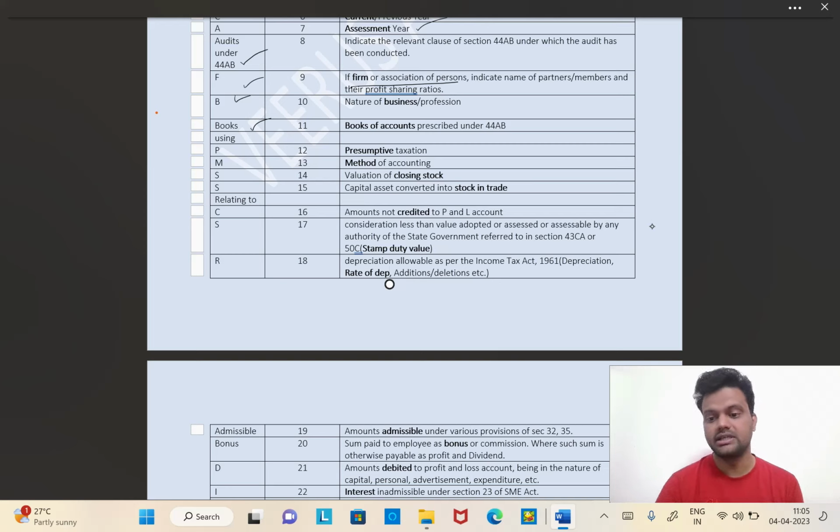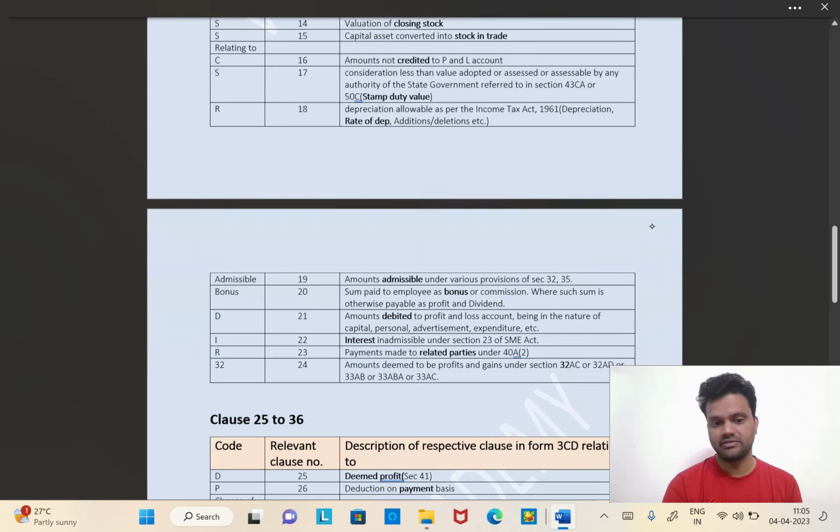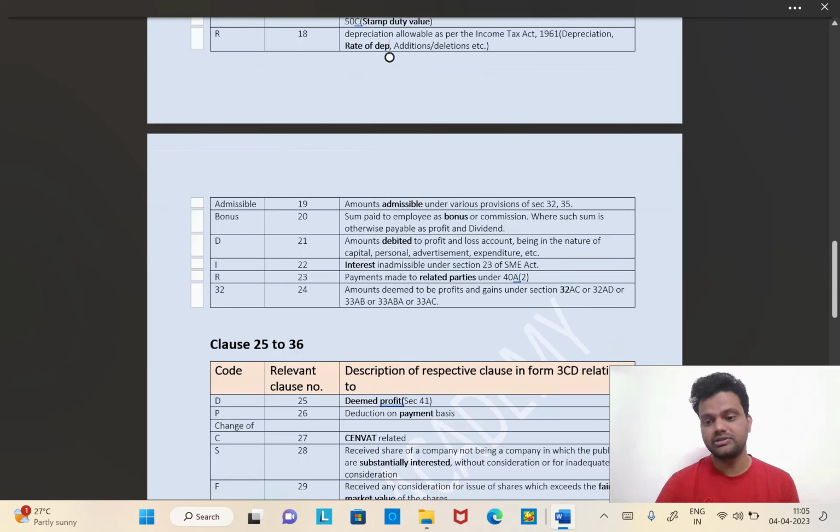And R means rate of depreciation. So this is related to the depreciation clause. And the next word is "next." What is the area of audit? That is admissible bonus. Admissible, in the sense, whatever provisions there are, some special clauses under section 32 and 35, and amounts admissible under those sub-clauses are covered in clause number 19. That is the meaning of the word admissible.